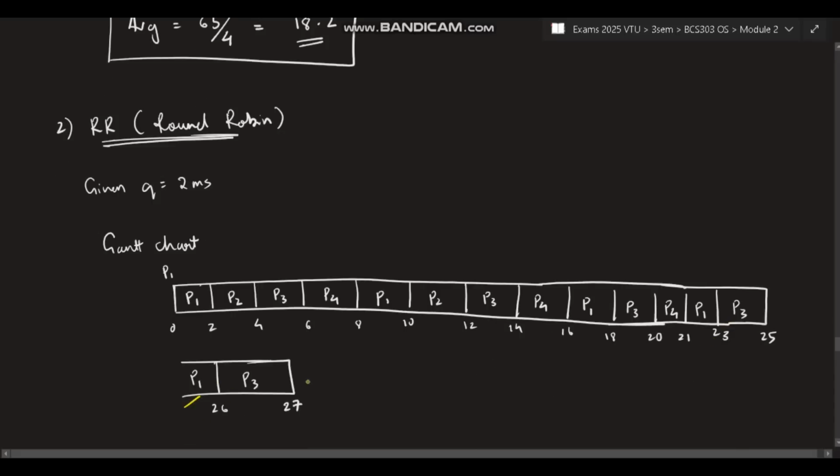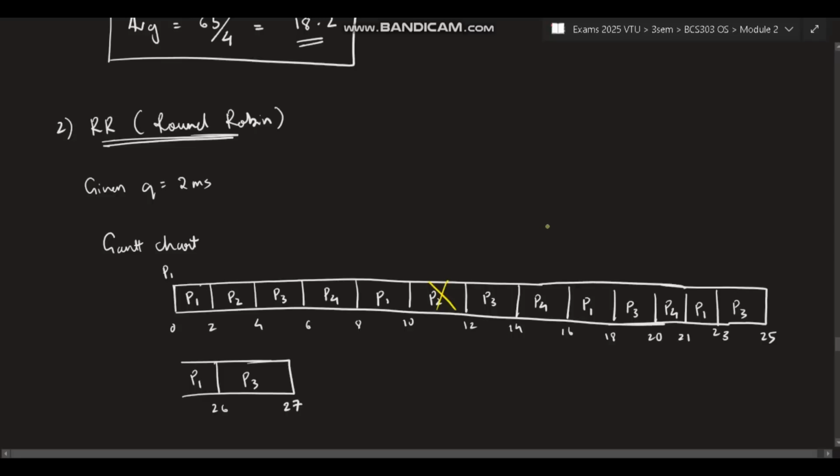Now P1 and P3 both had 3 seconds here. 2 seconds executed, 2 seconds executed, so this became 1, this also became 1. So 1 second for P1 from 25 to 26, and from 26 to 27, 1 second. So see here, from 25 till 26 P1 will run, and from 26 to 27 P3 will run. This is how round robin works. It will divide the time, and once a process gets completed it will be removed from the queue.